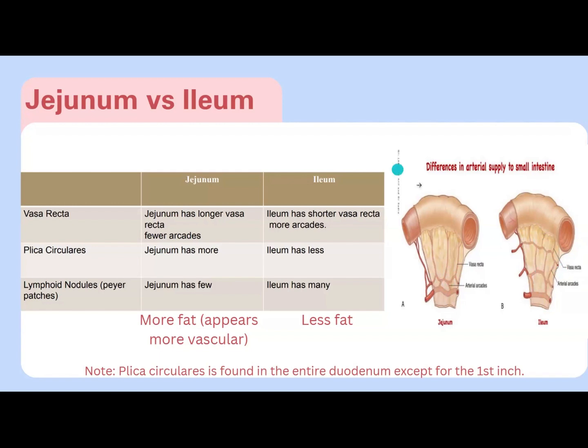Now, what about the plicae circulares, which are basically the circular folds? In the jejunum, there are more plicae circulares than the ileum. What about the lymphoid nodules? The jejunum has fewer than the ileum.